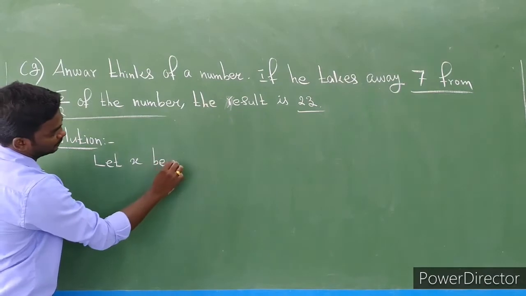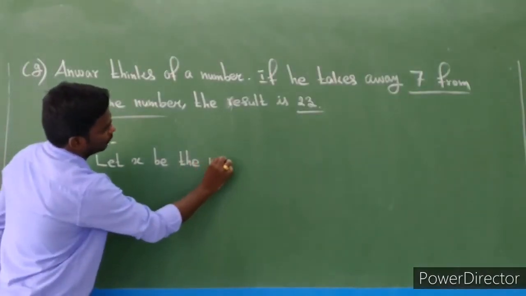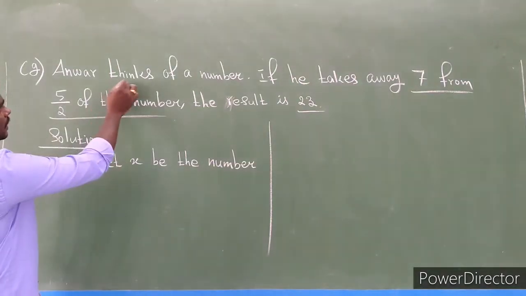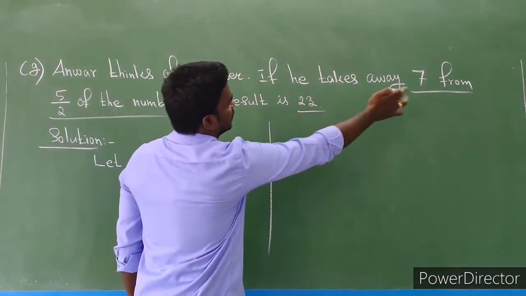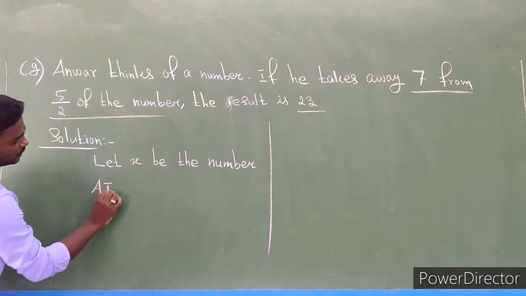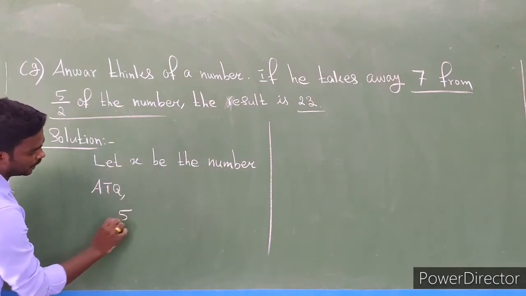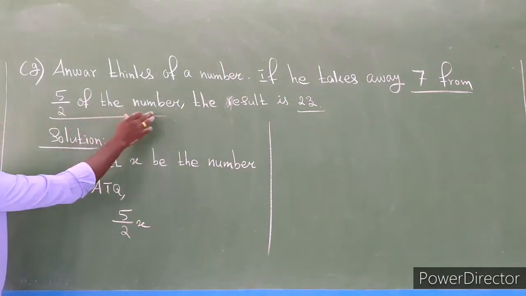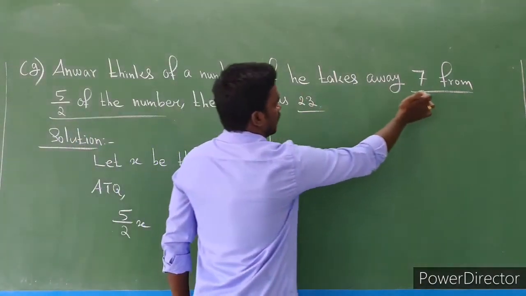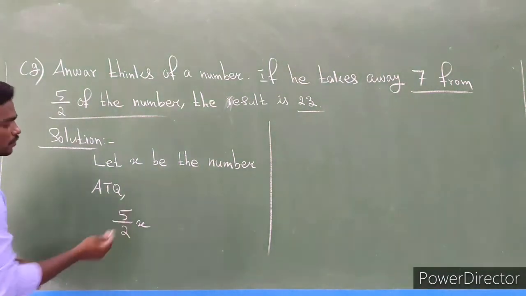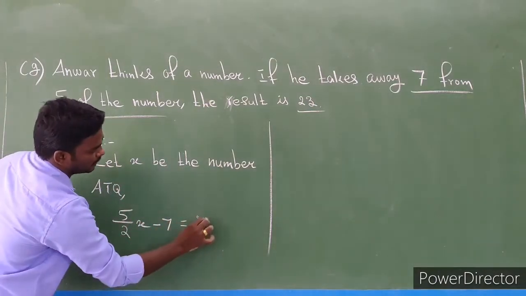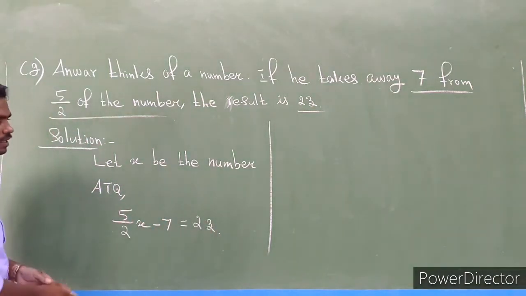Let x be the number. Anwar thinks of a number; if he takes 7 from 5 by 2 of the number. 5 by 2 of the number means, according to our question, 5 by 2 into x. If he takes away 7 from 5 by 2 of a number, so 5 by 2 of the number minus 7 is equal to, the result is 23. So this is our equation. Then how to find the number?